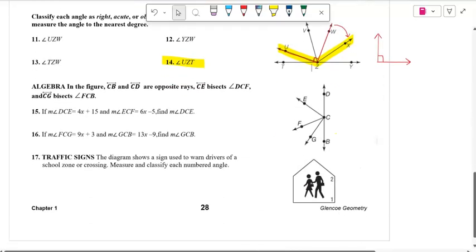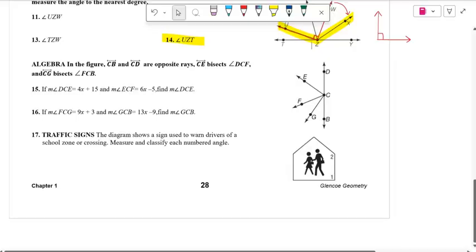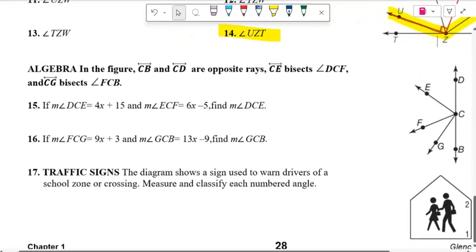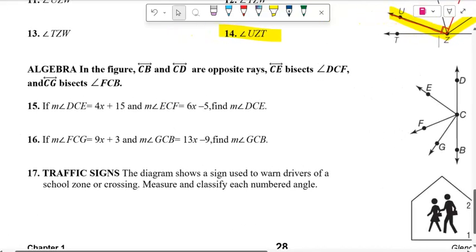Okay, and let's get to the meat and potatoes of it. We're going to do problem 15 together, and then I'm going to give you your homework. Okay? Okay, it says in the figure, line CB and CD are opposite rays. That should have been a vocab term for y'all as well, right? Look back in your notes. What's the definition for opposite rays? Okay, Miles, what were you going to say?